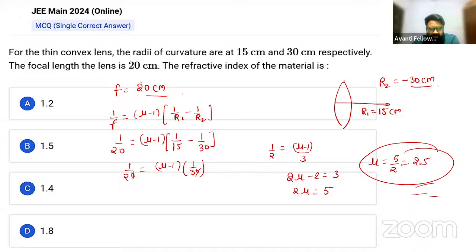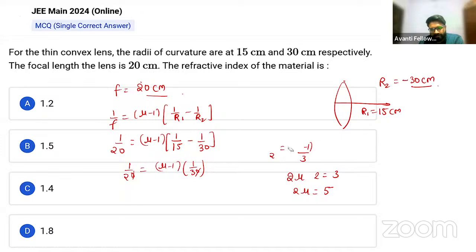What error are we making here? If anyone remembers? Yes, I do. I have figured out what error we are making. And we are making the error with the sign of R2. R2 is -30 and we are putting it as +30. So it will become plus.